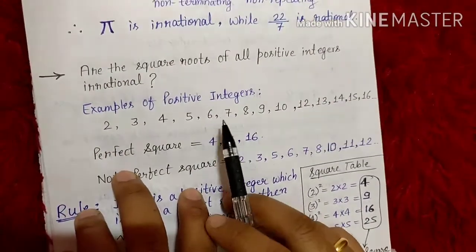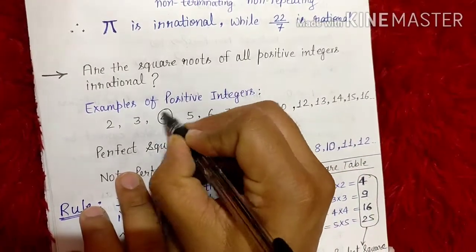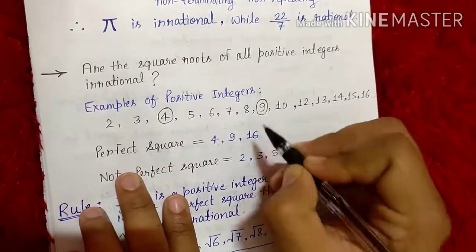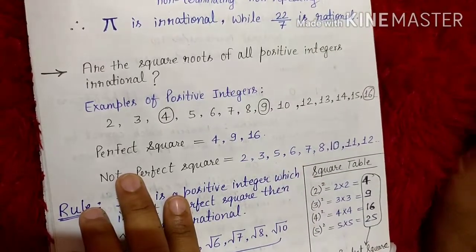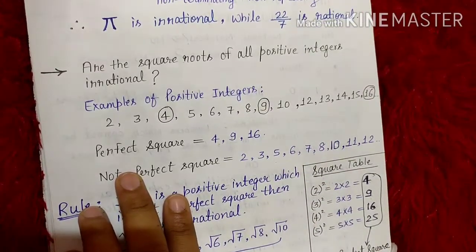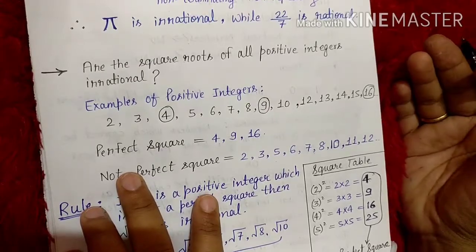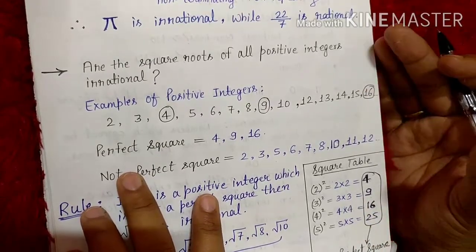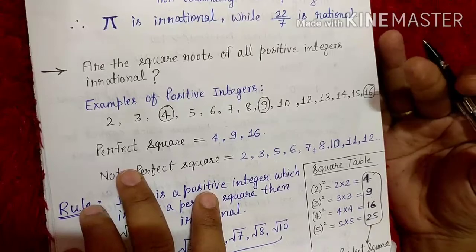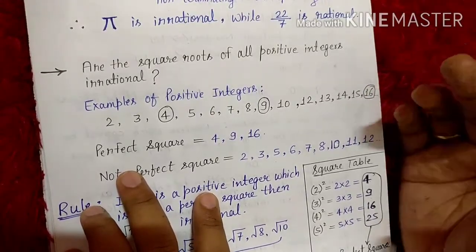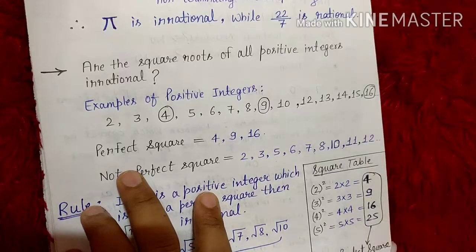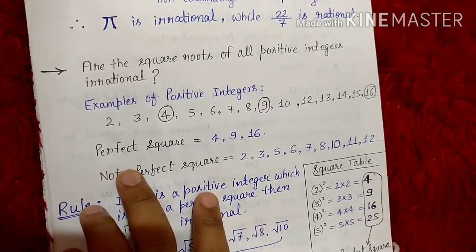So if we check which are the perfect squares here, 4 is a perfect square, 9 is a perfect square, 16 is a perfect square, and moving forward, 25 is a perfect square, then 36, then 7 times 7 is 49, so 49 is a perfect square, 8 times 8 is 64, 64 is a perfect square, 9 times 9 is 81, 81 is a perfect square, and 10 times 10 is 100, so 100 is also a perfect square. In this way we can move forward.